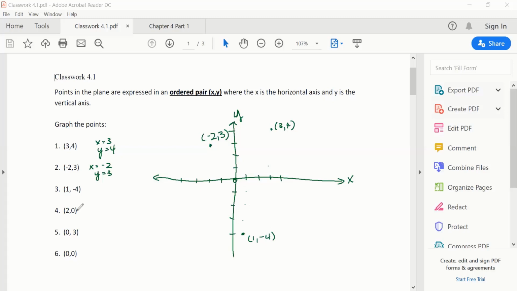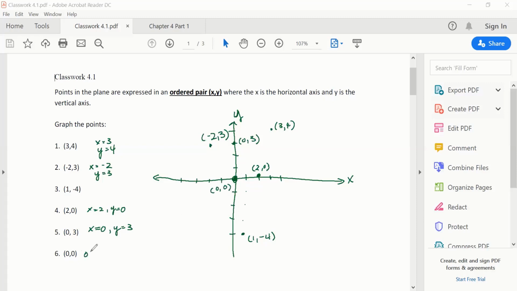Our fourth point is 2, 0, so x is 2 and y is 0. We go over to 2, and we don't go up or down. So that's our point, 2, 0, because it's 0 in the y direction. Our fifth point, 0, 3, is x is 0 and y is 3. So x stays on the y-axis but goes up 3 to 0, 3. And our last point, 0, 0, is right in the center.